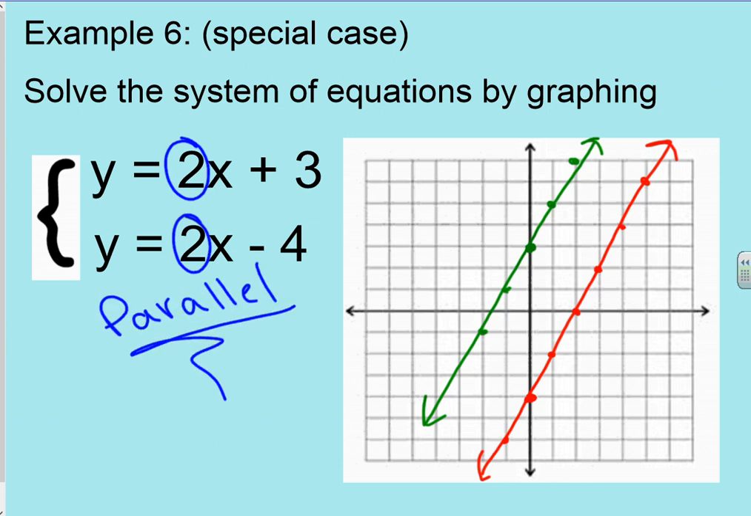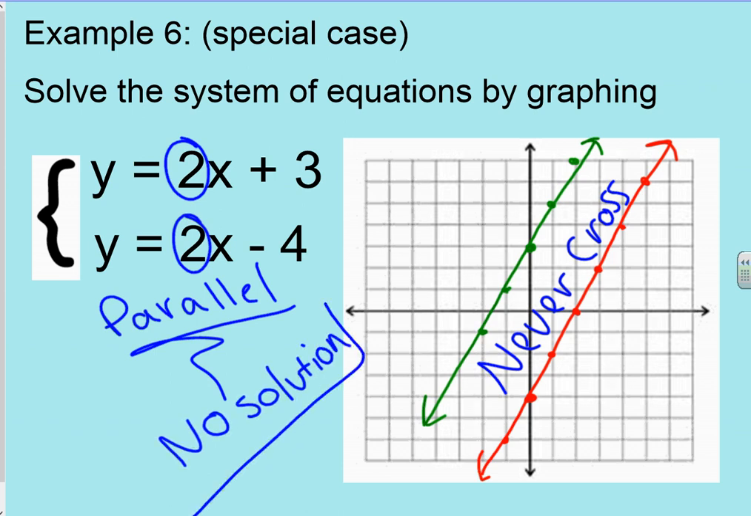Parallel lines never cross. So if they asked you to find the solution, you would write no solution. And you could really tell that right away from our first lesson, just by knowing that these had the same slope. Same slope, parallel, no solution.